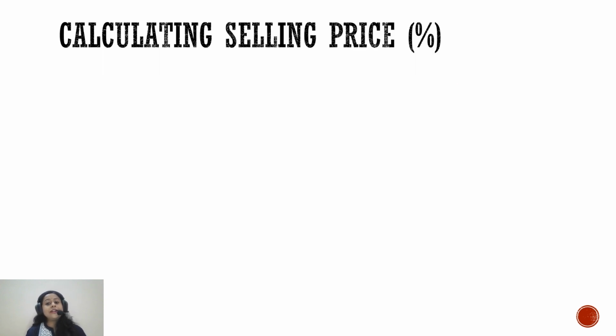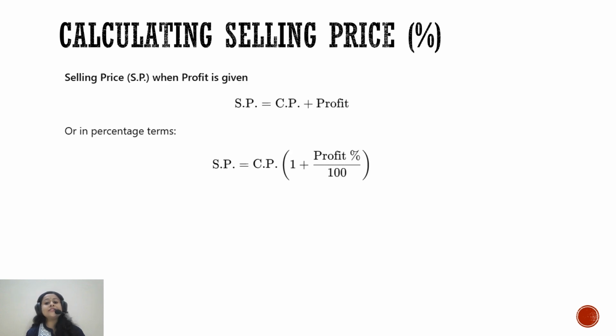Now, calculating selling price when cost price and profit are given. There is a particular formula and you have to memorize it. The selling price when profit is given is obviously the cost price plus profit.